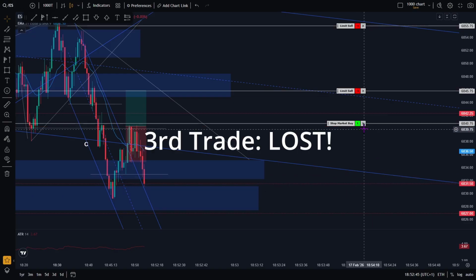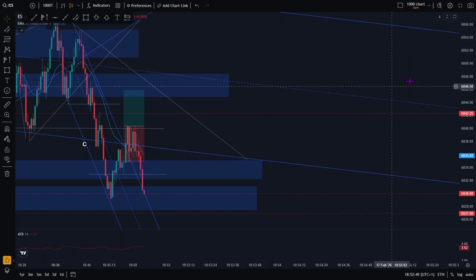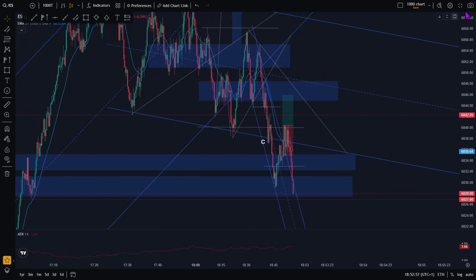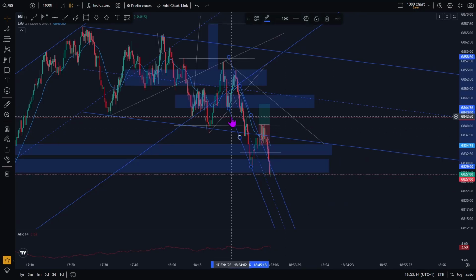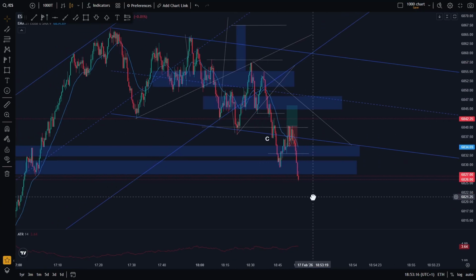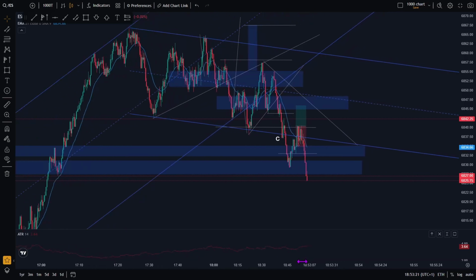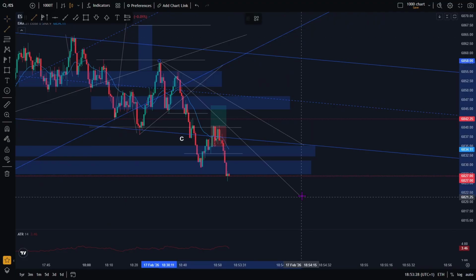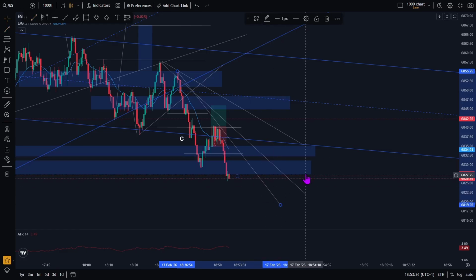Order filled. Now we're going to see. Let's do it like this. Now we are in the trap level. So I don't think they move this thing further down. I don't think so. There are many levels now which you could trade.